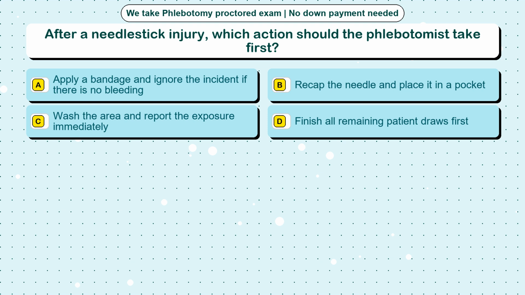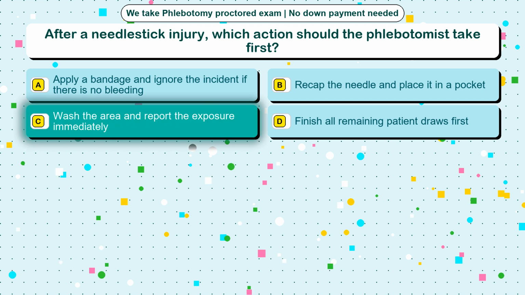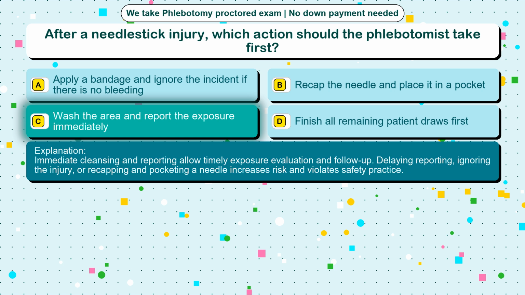Option C, wash the area and report the exposure immediately. Option D, finish all remaining patient draws first. The correct answer is option C, wash the area and report the exposure immediately. Immediate cleansing and reporting allow timely exposure evaluation and follow-up. Delaying reporting, ignoring the injury, or recapping and pocketing a needle increases risk and violates safety practice.